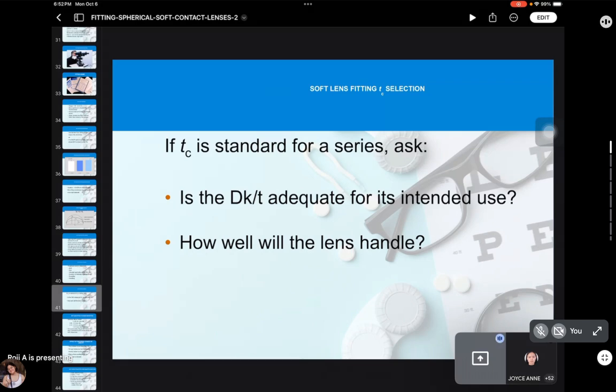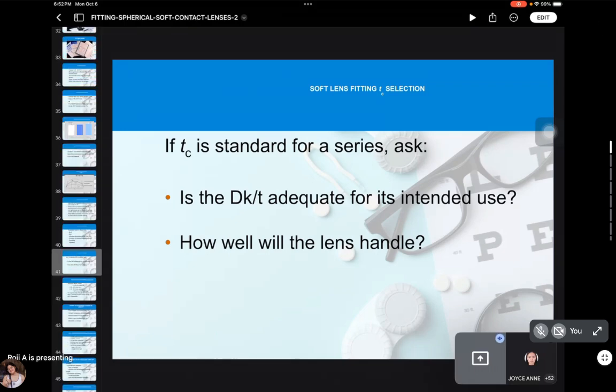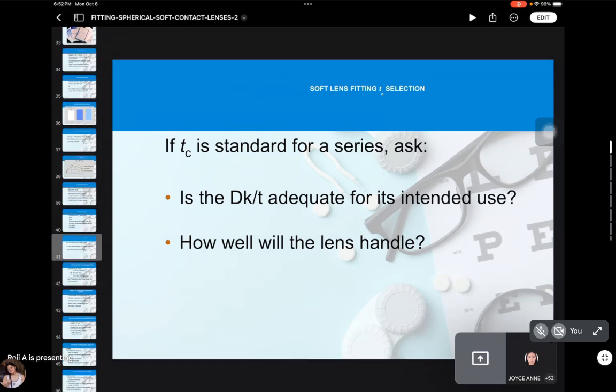Okay? How well will the lens handle? So I need to also know that. That's why you need to be interactive with your patient to know what is the purpose of having contact lens. You need to not just give contact lens, you need to ask, are you going to use this for a long time? How are you going to use it?